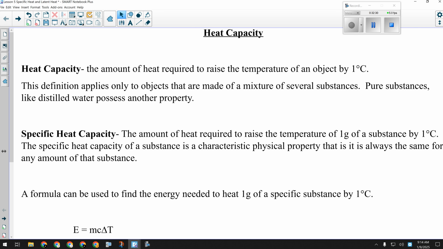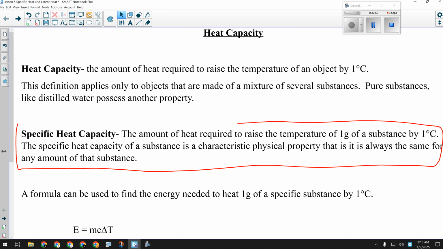So you can see that some things are going to be able to heat up quickly, and other things are not. We're not going to deal with heat capacity very much. Heat capacity is when you're dealing with an object, which could be made of a bunch of different materials, so it's kind of an average. We're going to be dealing with specific heat capacity.